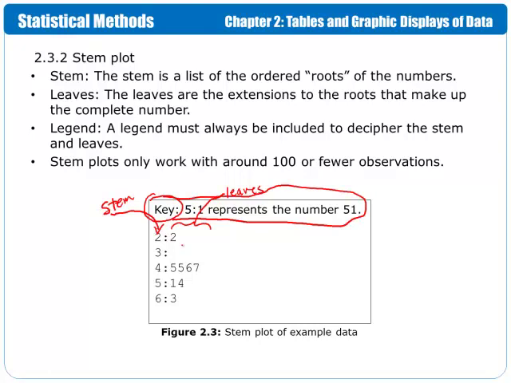And essentially it tells us that a 5:1 represents the number 51. So if we go down here, we can see a 5:1. That represents a 51. That tells us that the tens value is here as a stem, and the ones value is here as represented as a leaf. So together, the tens value and the ones value gives us our 51, which is the data value that is being represented in this particular part of our stem plot.